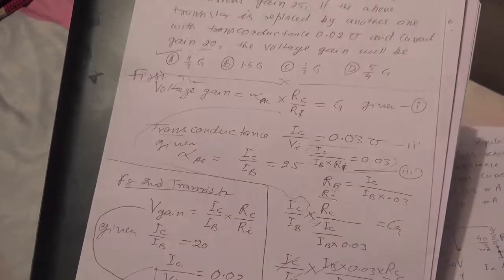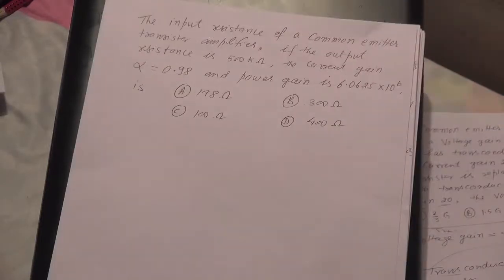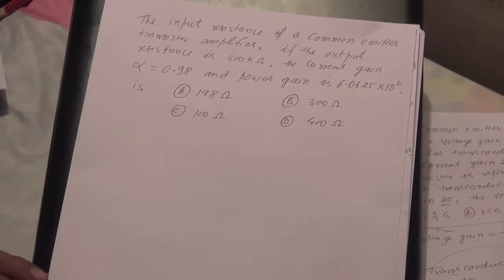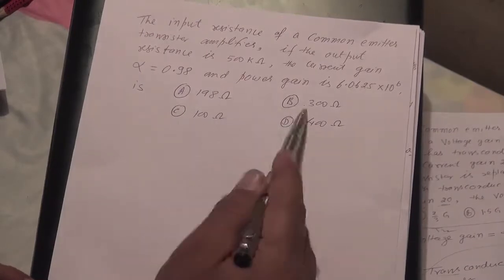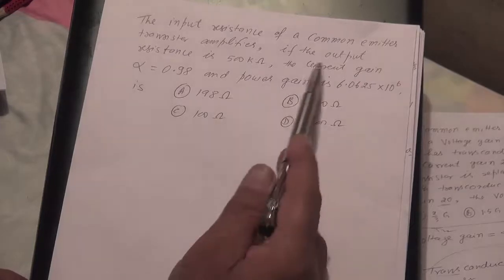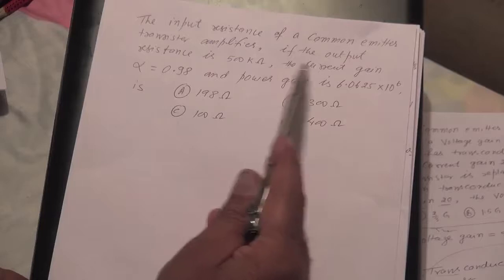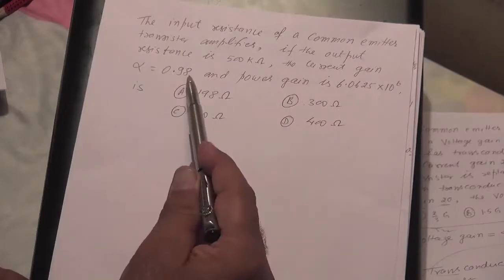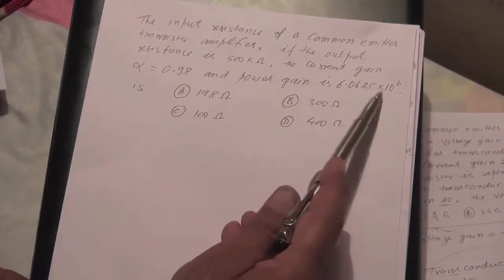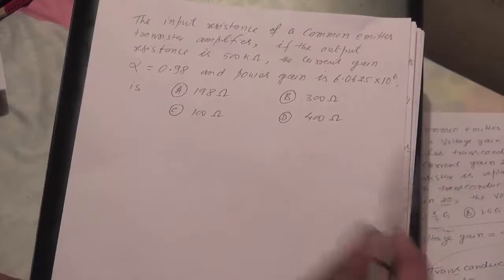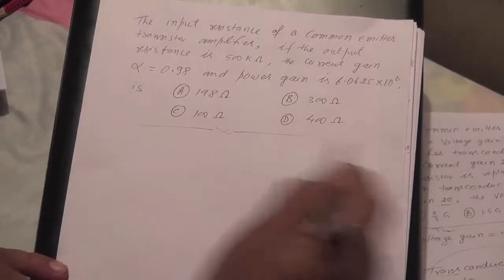Voltage gain in second tranche. The input resistance of a common emitter transistor amplifier is either this. And what are the conditions? The output resistance is 500 kilo ohm. The current gain alpha is equal to this, and power gain is this. So what are the quantities given to us?